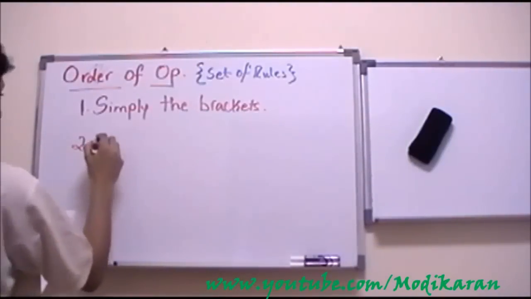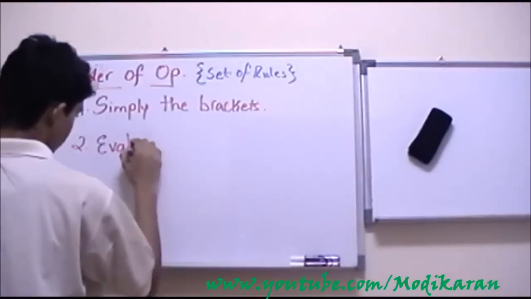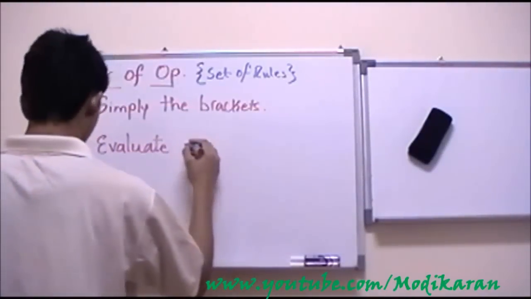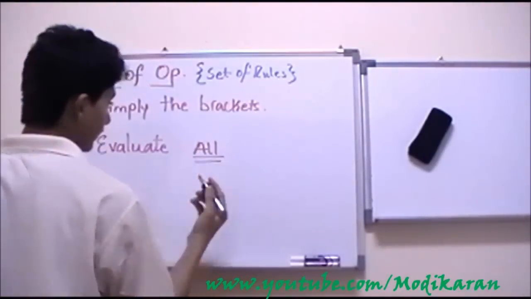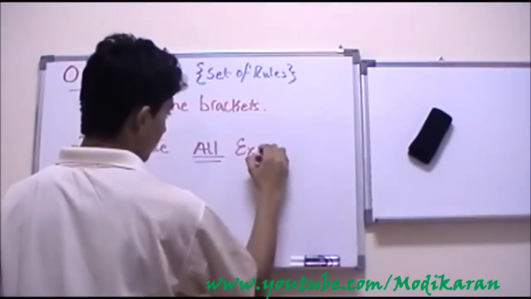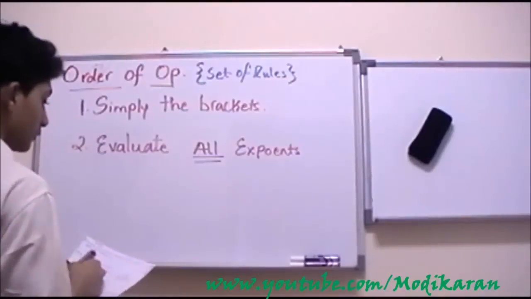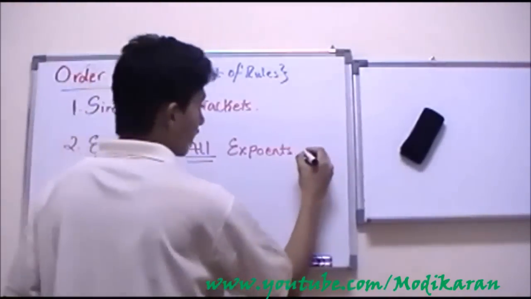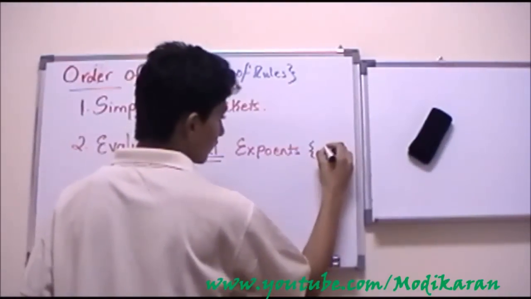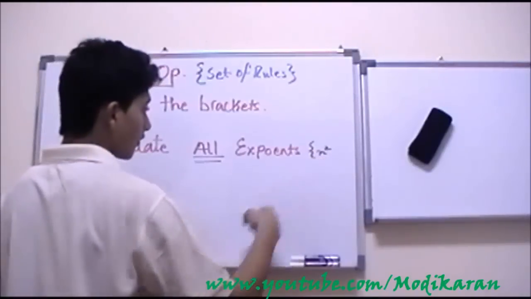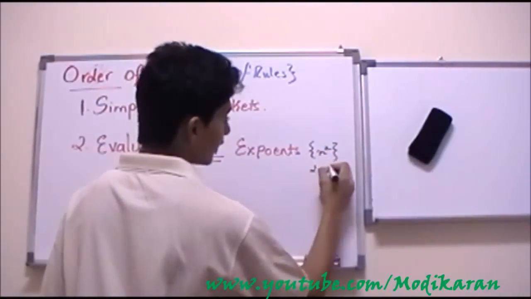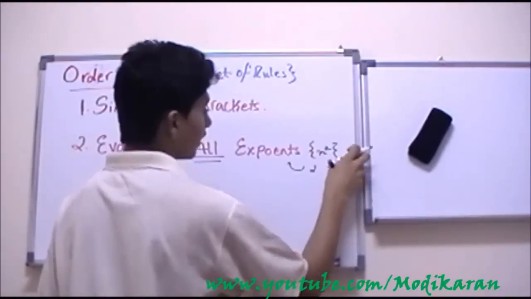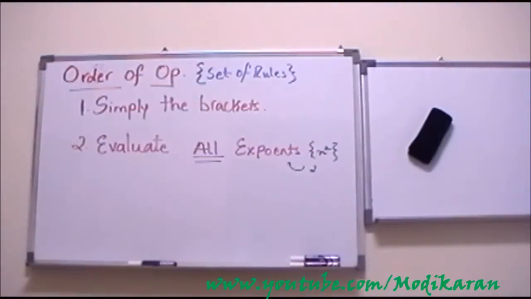The second thing you do is evaluate all, and this is an important word, all the exponents. What I mean by exponents is you have, let's say, a number n, and you have raised 2 over here. This 2 over here is known to be the exponent, easy as that. Let me talk about the third thing. There are basically 4 things you need to follow. Third is you need to multiply and divide.